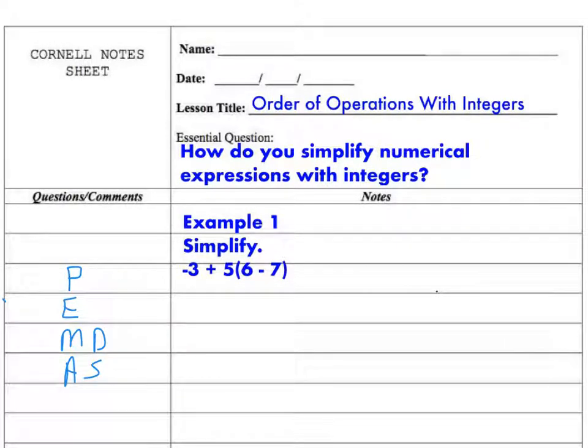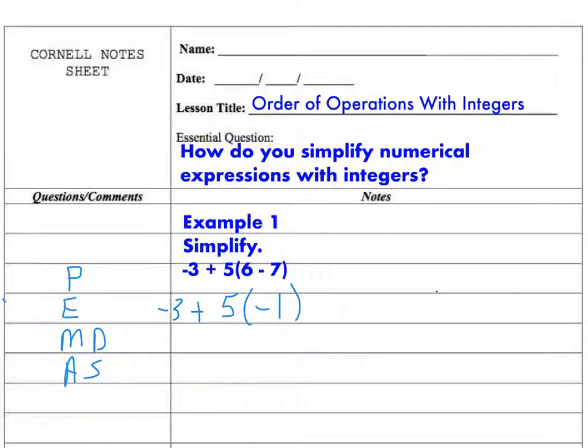So we need to follow order of operations. We can see here we have parentheses first. So I'm going to subtract 6 minus 7. And 6 minus 7 is going to give me -1. I'm going to bring everything else down. So I'm left now with -3 plus 5 multiplied by -1.